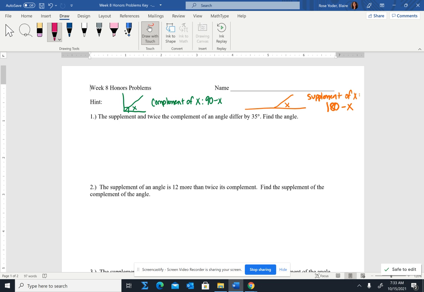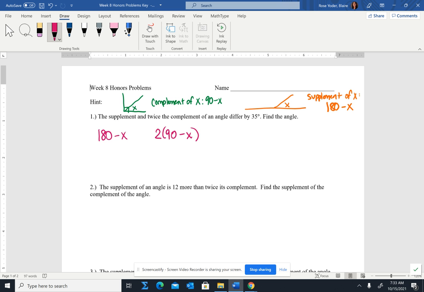I put a couple of hints on the top so that you would know that every time we were dealing with the complement of an angle, you could use 90 minus x, and every time that we were dealing with the supplement of an angle, you could use 180 minus x. So the first one said the supplement, so I'm going to go 180 minus x. And twice the complement, so I'm going to go twice 90 minus x.